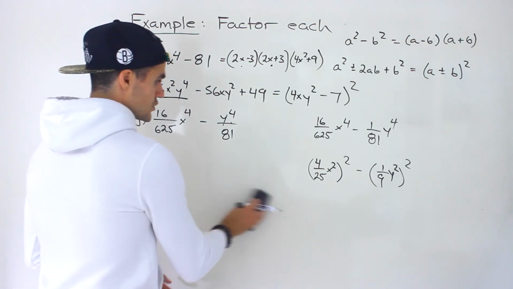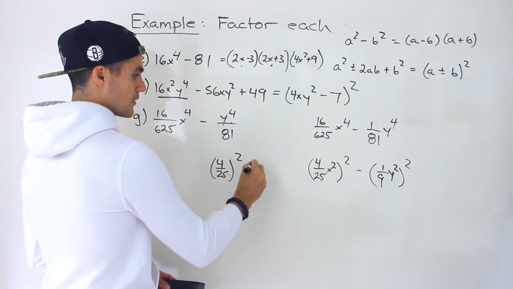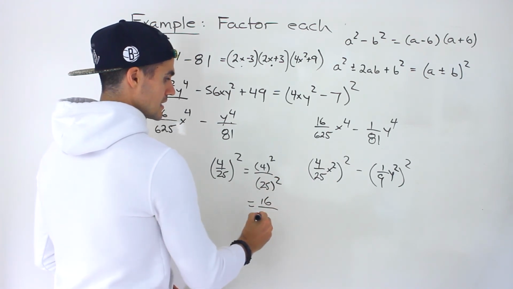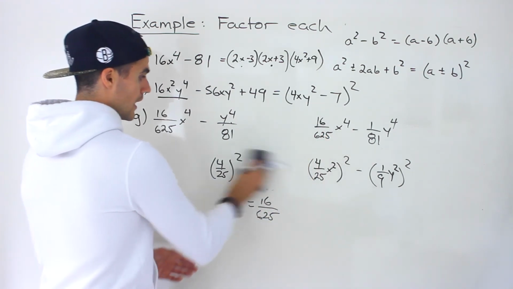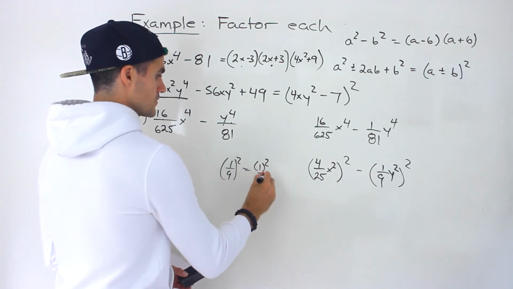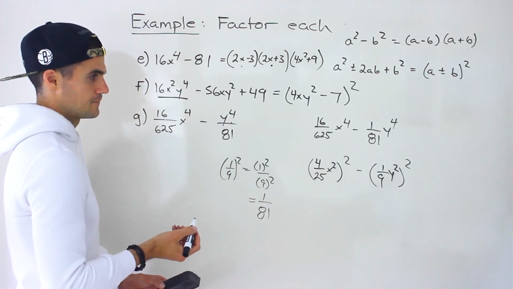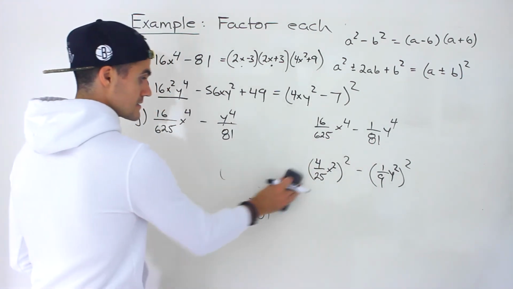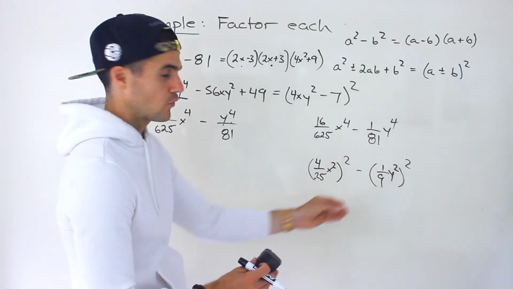Right? Because if we just look at 4 over 25, if we take that to the power 2, remember that's like the numerator to the power 2. Remember your exponent rules, which would give us 16 over 625, like that. Or the 1 over 9 to the power 2 would be 1 to the power 2, 9 to the power 2, which would give us 1 over 81, like that. So we're just square rooting the denominator as well. And now we got it in that a squared minus b squared format.